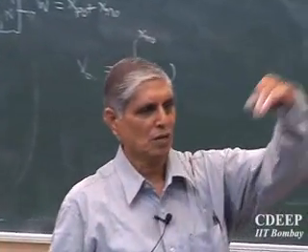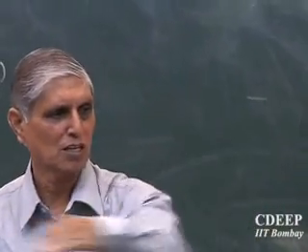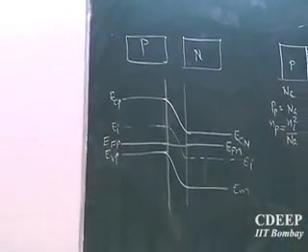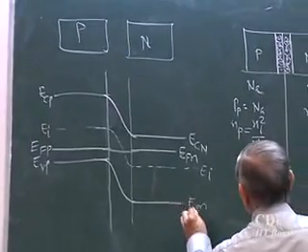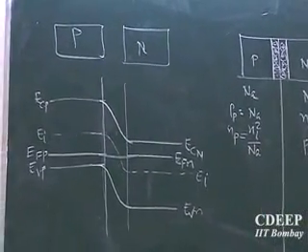The conduction band from P will go down to the conduction band of N. The valence band from P will get connected to the valence band of N. Sorry, this is V. Okay. Is that clear?